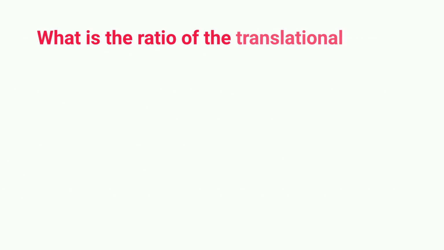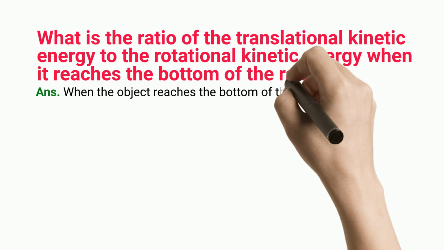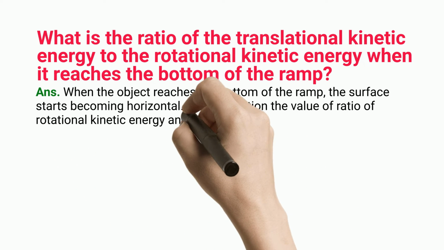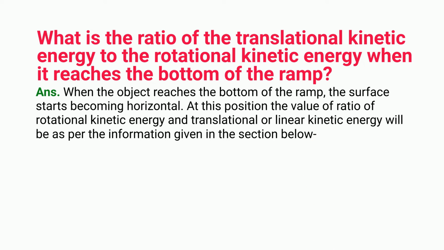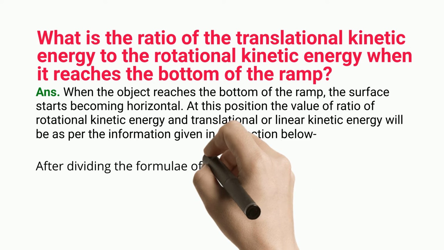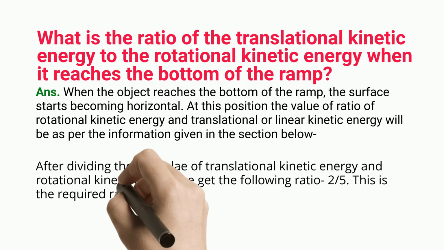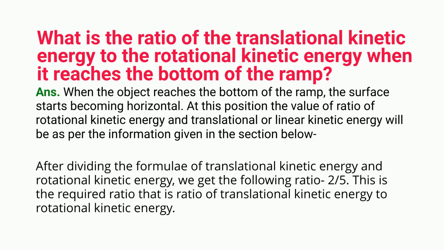What is the ratio of the translational kinetic energy to the rotational kinetic energy when it reaches the bottom of the ramp? When the object reaches the bottom of the ramp, the surface starts becoming horizontal. At this position, the value of the ratio of rotational kinetic energy and translational or linear kinetic energy will be as per the information given in the section below. After dividing the formulae of translational kinetic energy and rotational kinetic energy, we get the following ratio: 2/5. This is the required ratio, that is the ratio of translational kinetic energy to rotational kinetic energy.